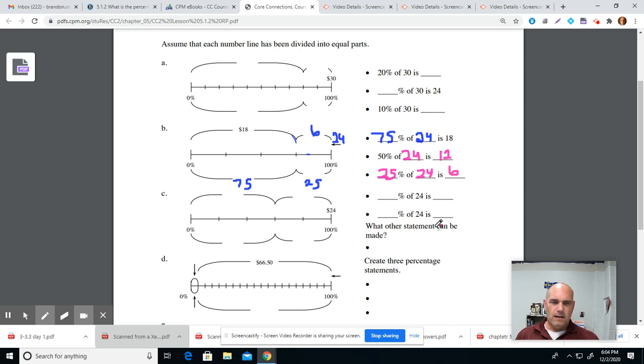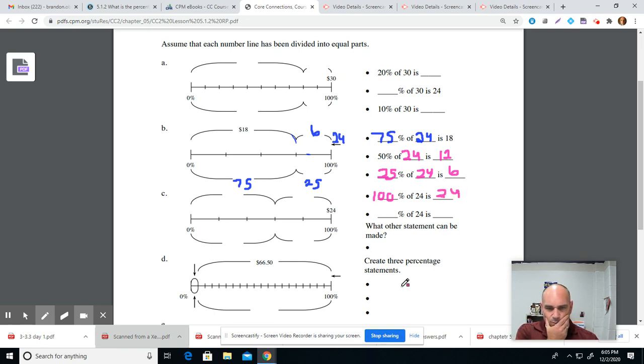Okay. Let's see. I need to come up with 2 more, huh? Well, I already got 75%. 50% I got. How about we do this? What if I do 100%? So I can just come up with my own now. So let's say 100%. So if I do all of this, 100% of 24 would be all of this. So 18 plus 6 would be 24.